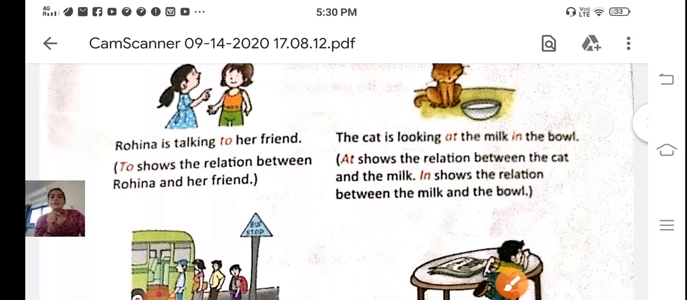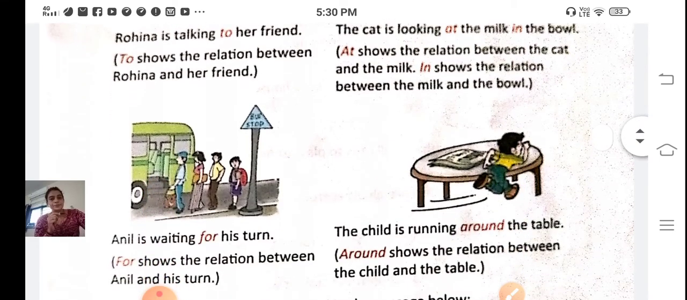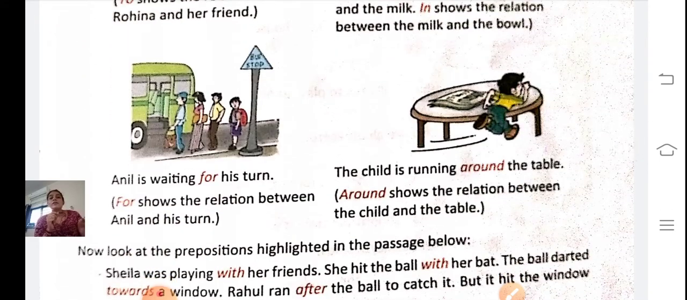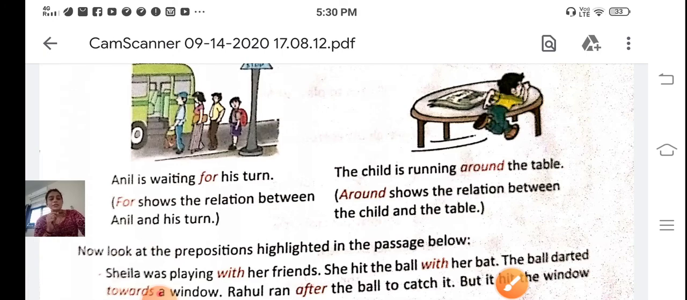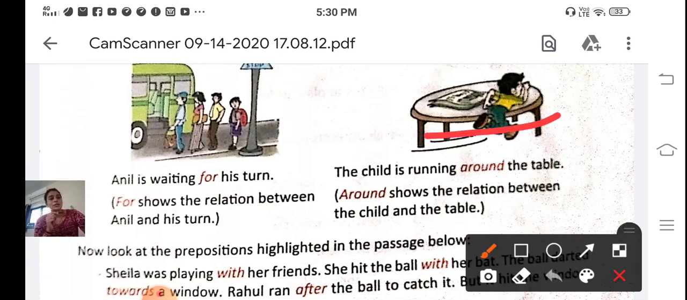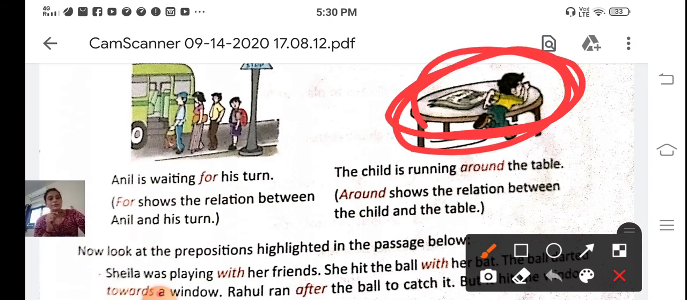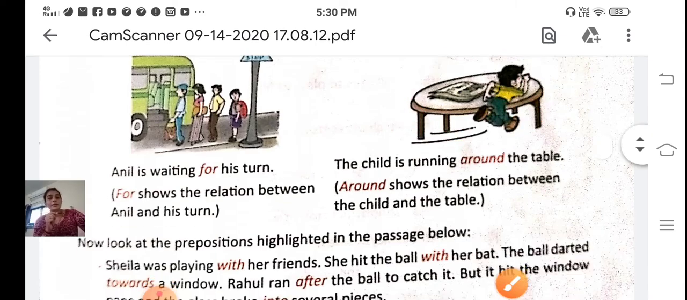Milk in the bowl. So in shows the relationship between milk and the bowl. Now the next. Anil is waiting for his turn. In this sentence, for is a preposition. It shows the relationship between Anil and his turn. Okay? Now the next. The children is running around the table. You can see, students. The children is running around the table. So around shows the relationship between the children and the table. Okay?